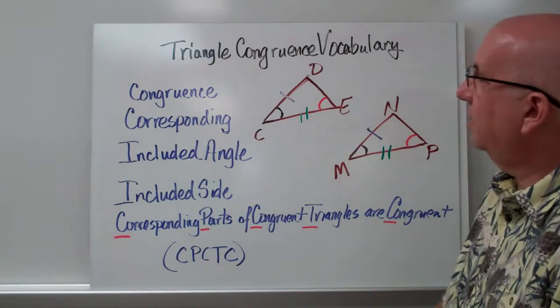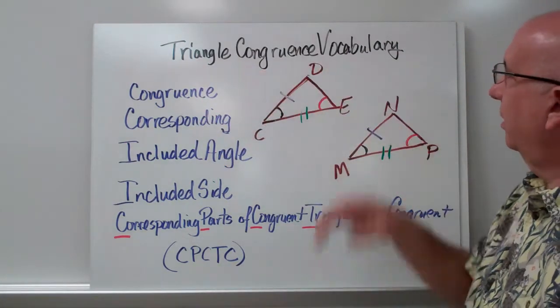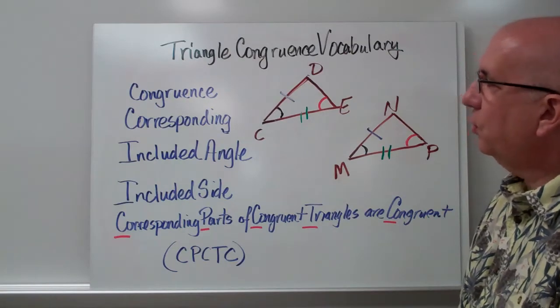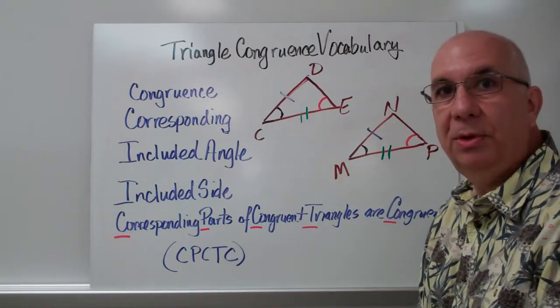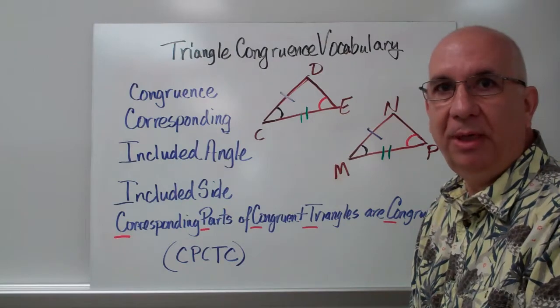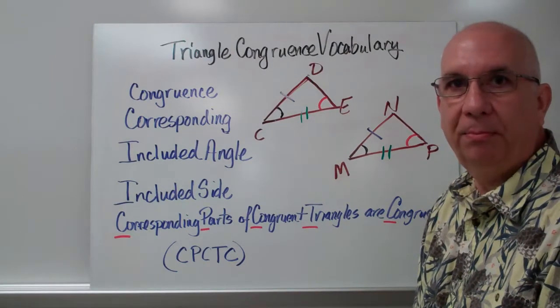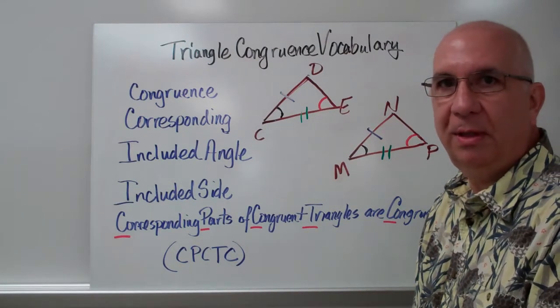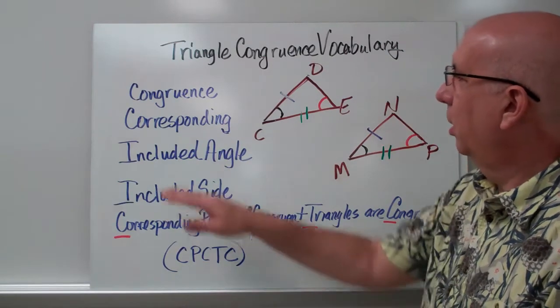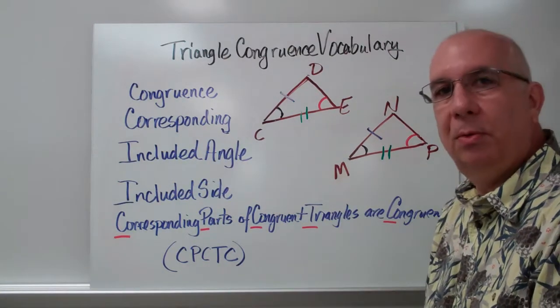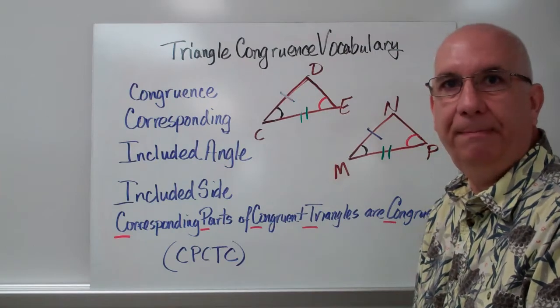Welcome. Today's lesson is on triangle congruence and its vocabulary. The first word is congruence. Congruence simply means absolutely equal in every way, shape, and form. No difference. They are identical. Corresponding means what two things are the same.